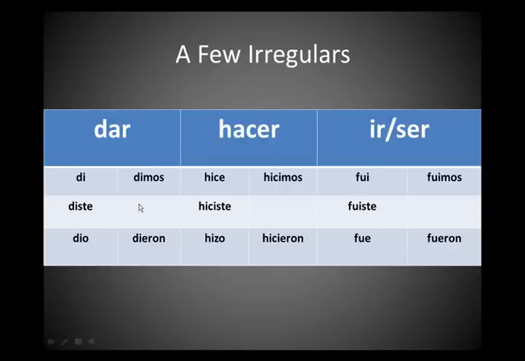So a couple irregulars to take note of. Dar looks like this. Diste, dio, dimos, dieron. Hacer, hice, hiciste, hizo, hicimos, hicieron.